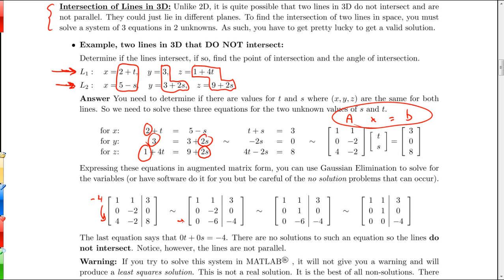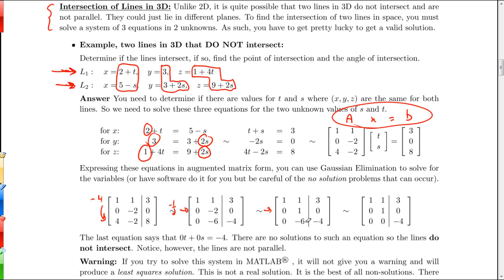Right. Now for the second row, I would like that to be a 1, so I just multiply by -1/2. Makes that a 1, keeps that a 0. So that gets me here. And then I want to get rid of that 6 down here.